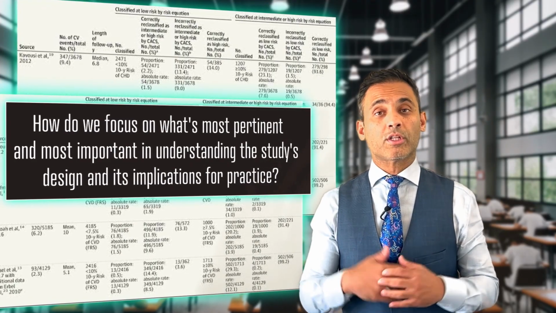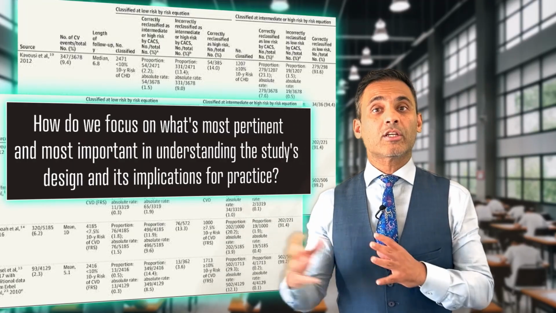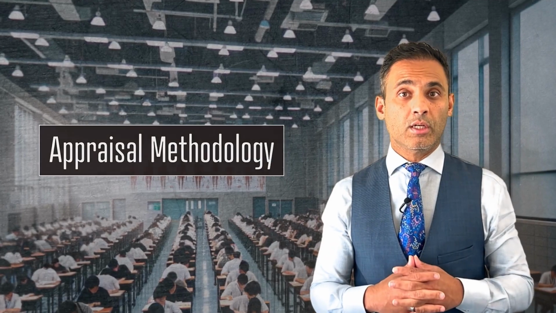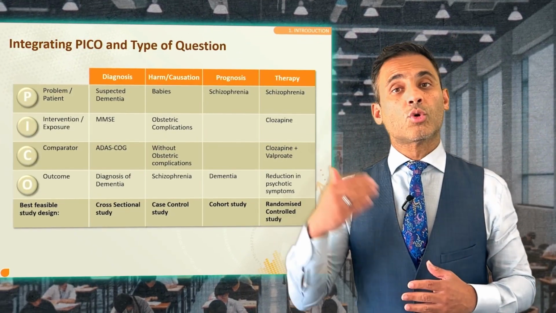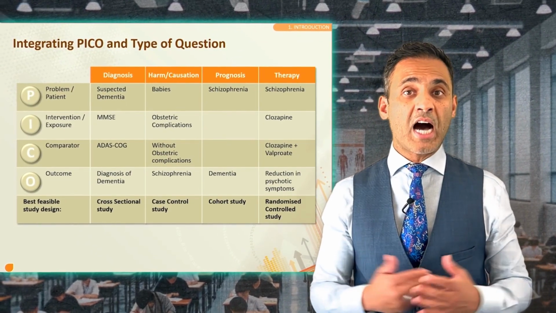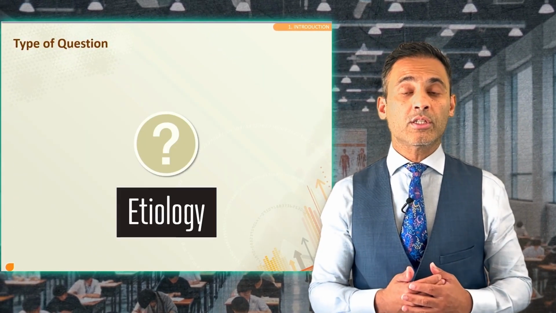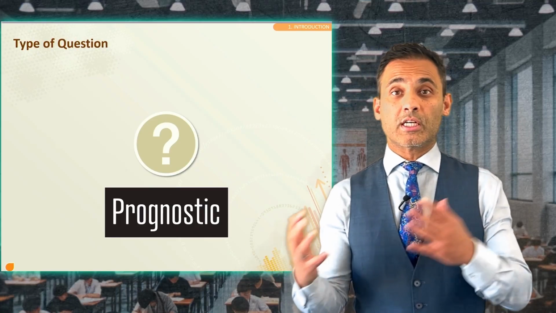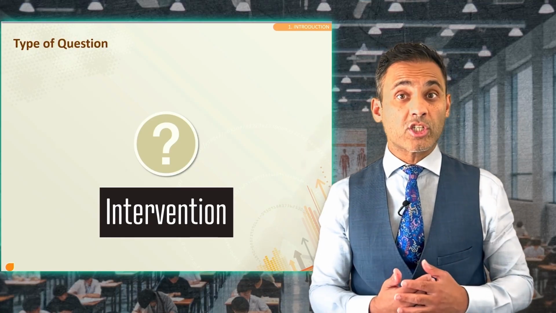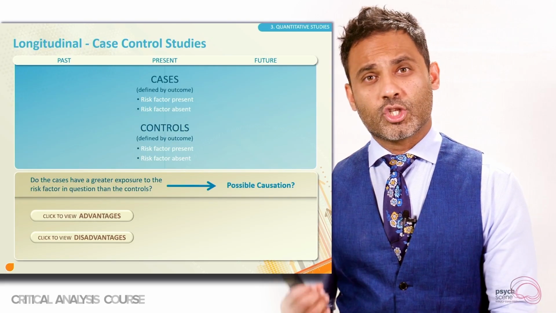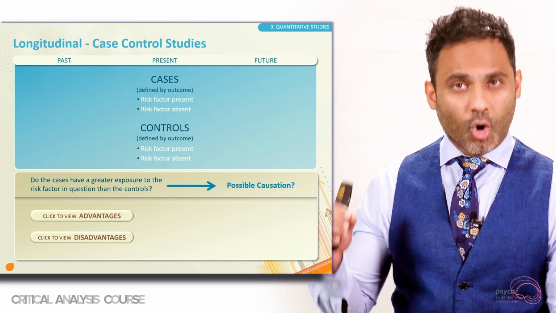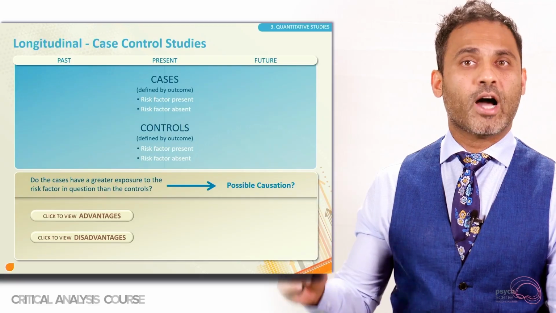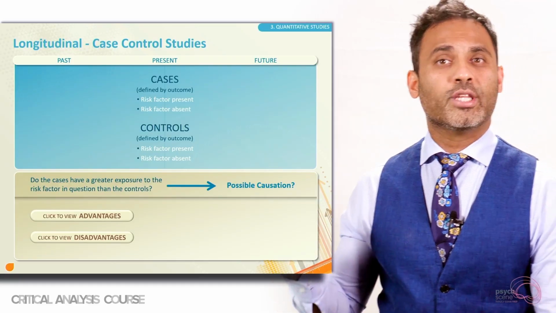You see, in the CAP component, the questions that are asked link to appraisal of methodology. This includes understanding what kind of study it is. What sort of PICO question is being asked? Is it an etiology question? Is it a prognostic question, a diagnostic question, or an intervention question? The most important thing to remember with a case control study is that it is always defined by the disease or the outcome.